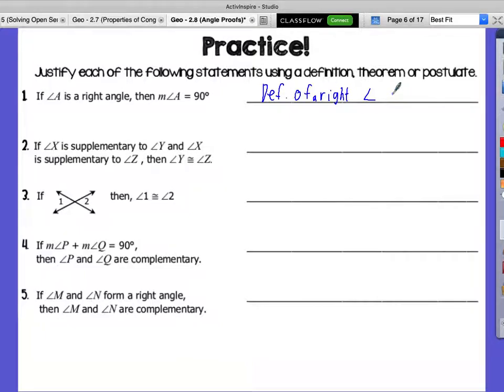Where are the definitions? If you need help, look at the previous page. Number 11 is the angle addition. I want you working with your partner, or at least checking with your partner.